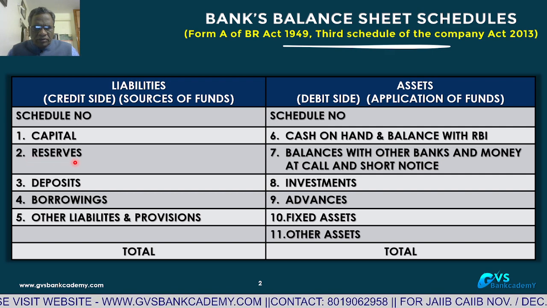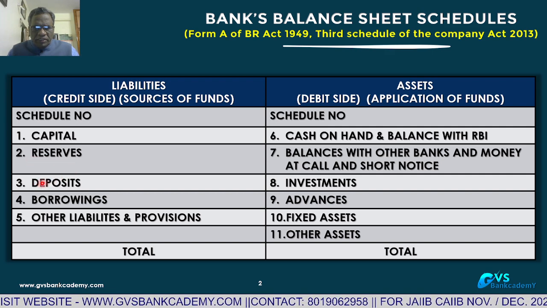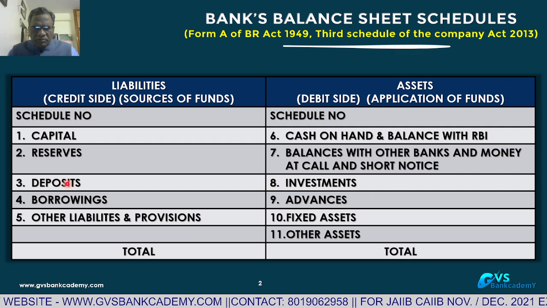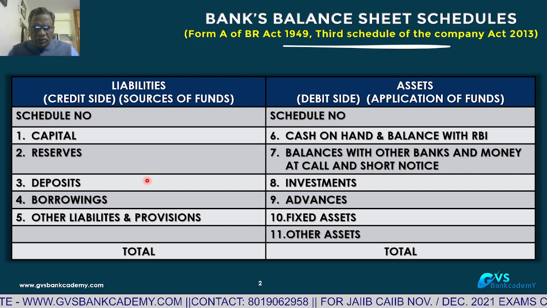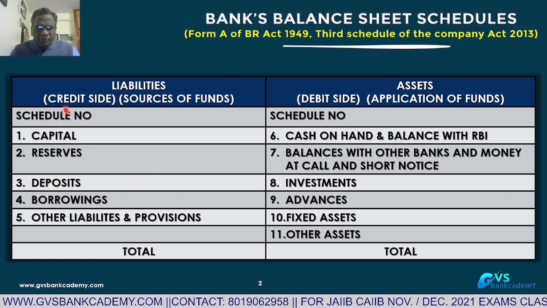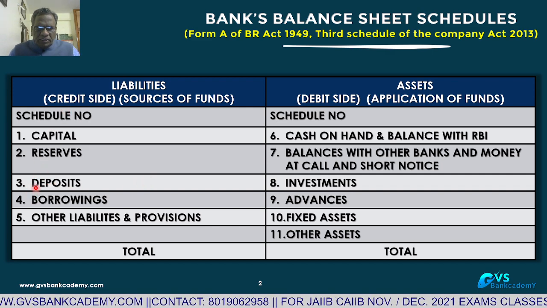That is reserves. Schedule number 3 is deposits. Deposits means here current deposit, savings deposit and time deposit. Schedule number 3, deposits.